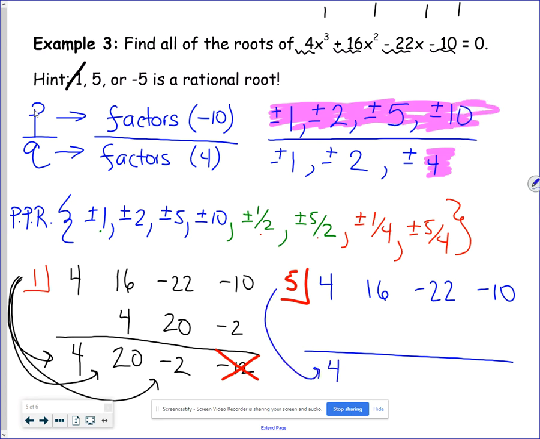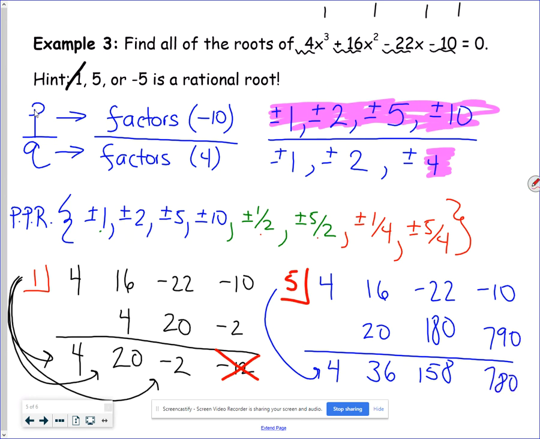5 times 4, 20. 20 plus 16, 36. 5 times 36, 180. 180 minus 22, 158. 158 times 5, 790. So we end up with 780.